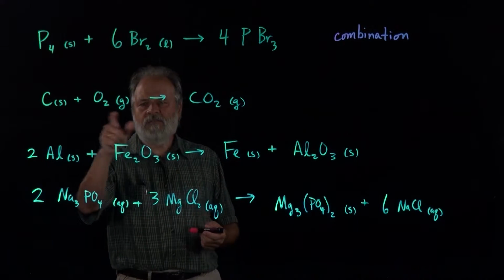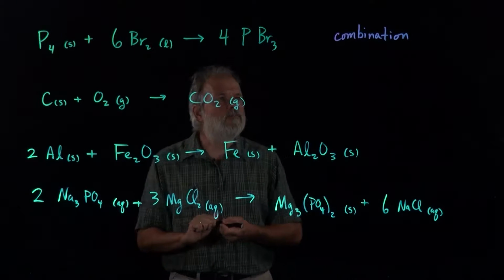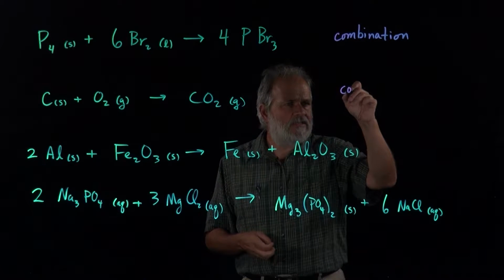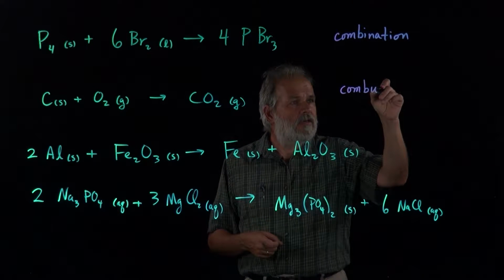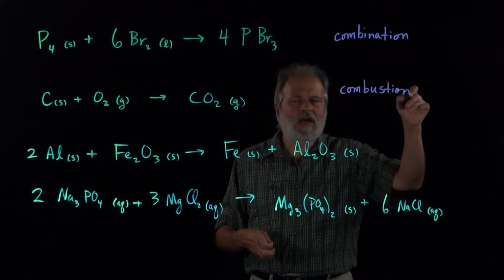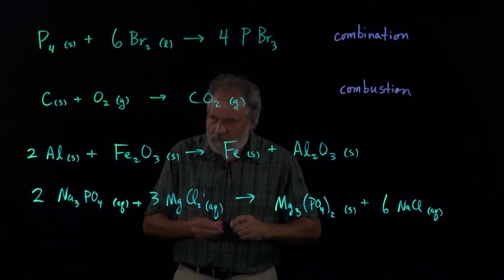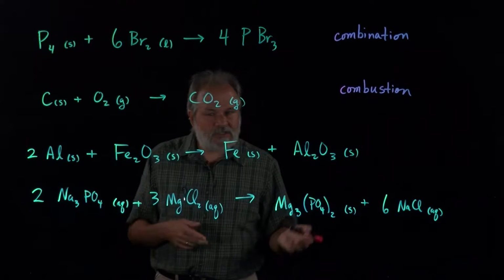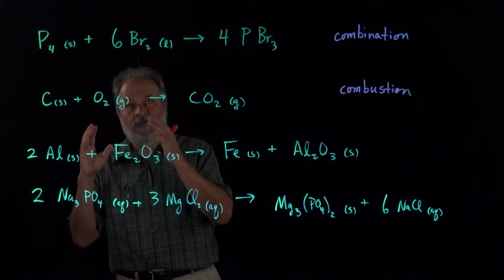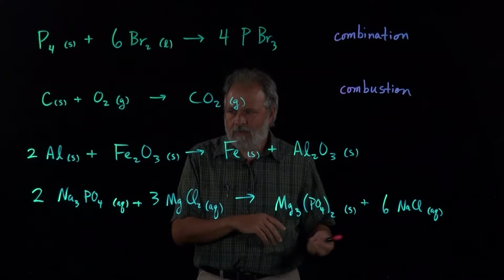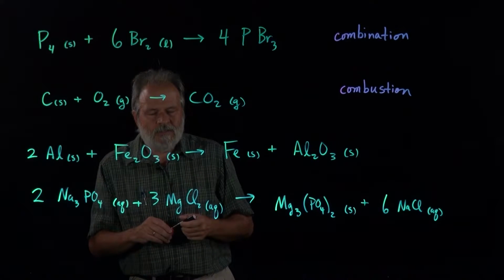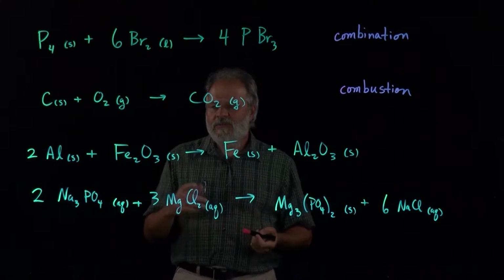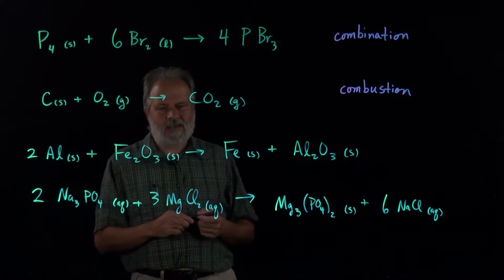This one here is a special type of combination reaction called combustion. Combustion is combination with oxygen to form the oxides. So for example, if you take carbon and add oxygen, you get carbon dioxide. If you take hydrogen and add oxygen, you get water. And if you take many other elements, for example, if you burn iron, you get iron oxide.